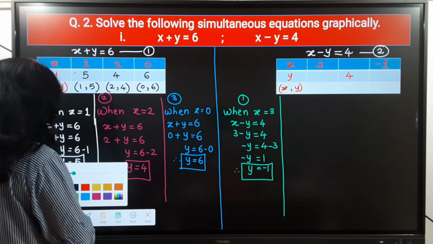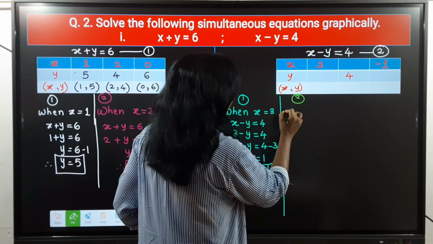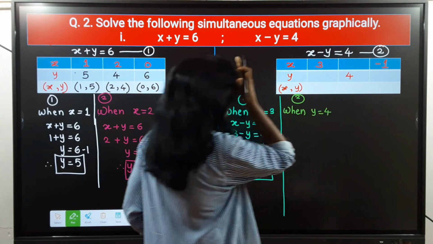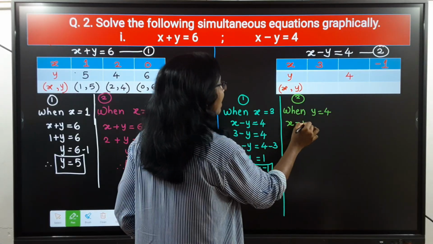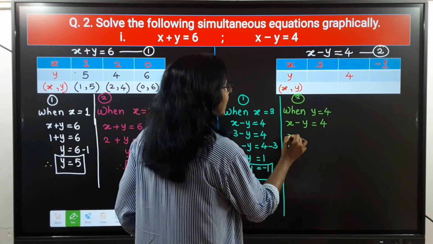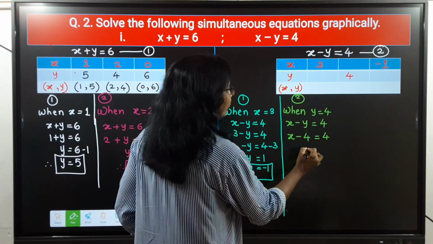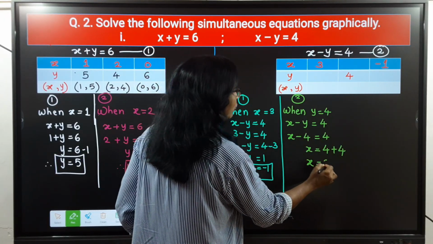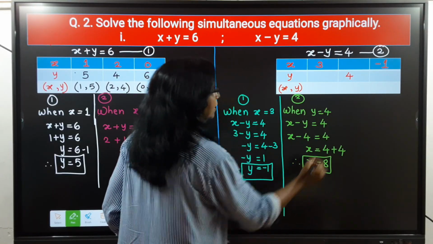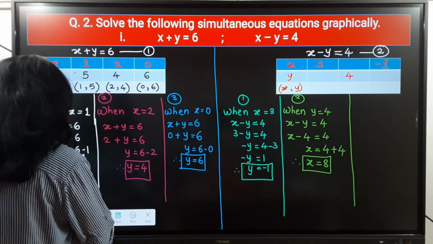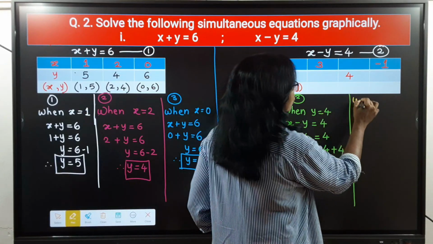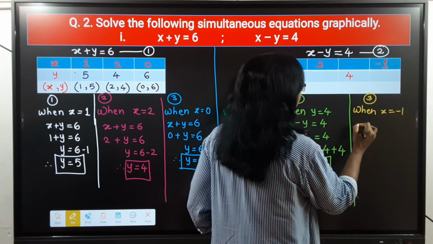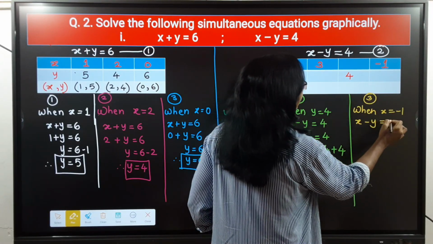Then the next value students, the second one, where we write the value of y. When y is equal to 4, the equation is x minus y is equal to 4. Therefore x minus 4 is equal to 4. So therefore students, x is equal to 4 plus 4. Therefore x is equal to 8. And for the third value, when x is equal to minus 1, the equation is x minus y is equal to 4.